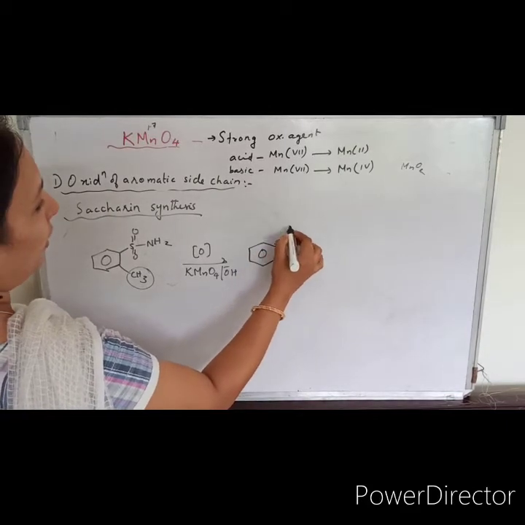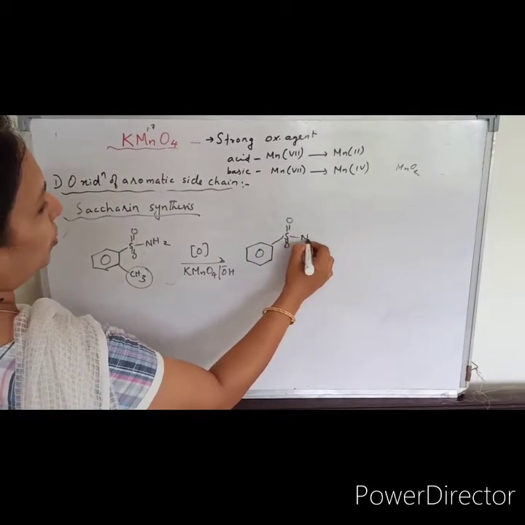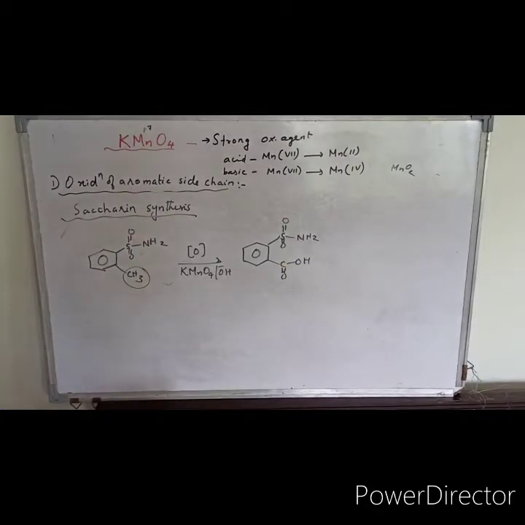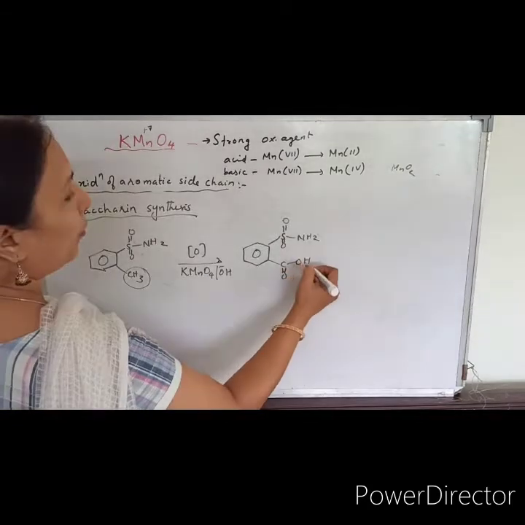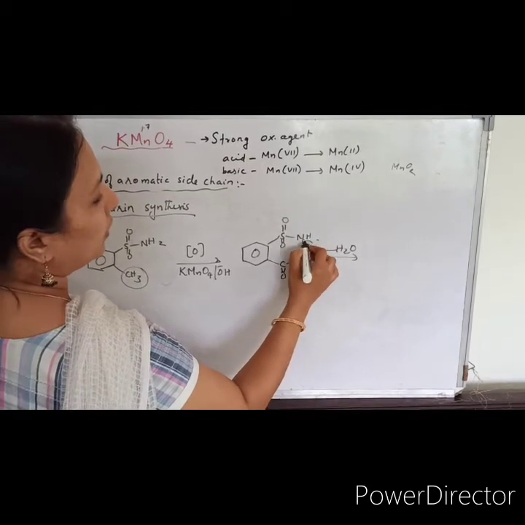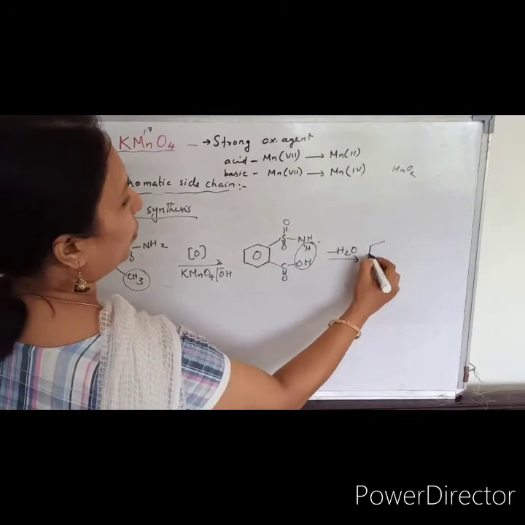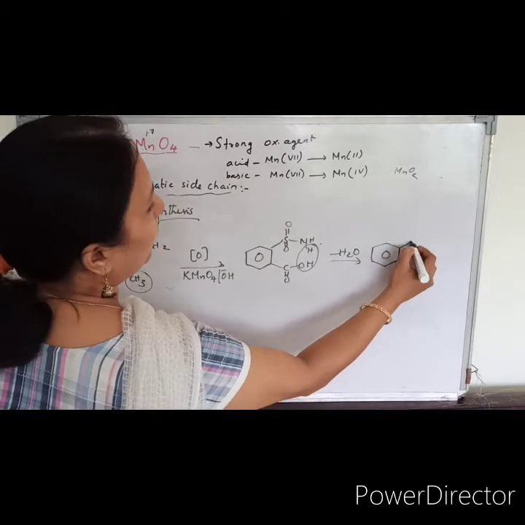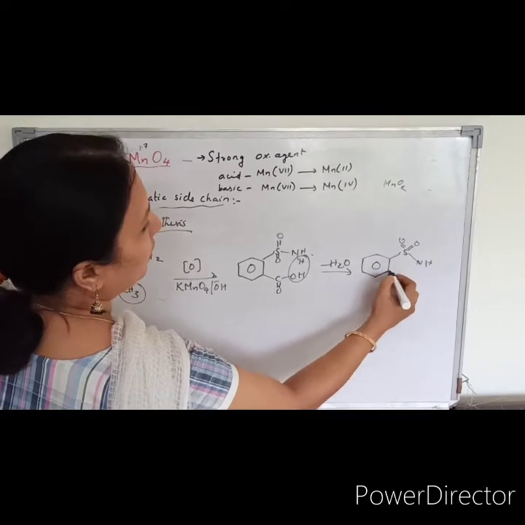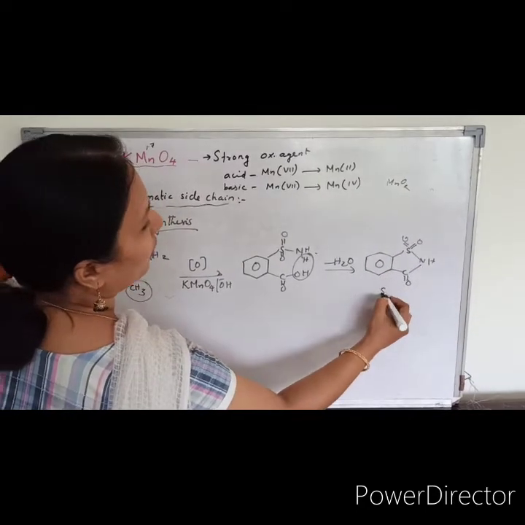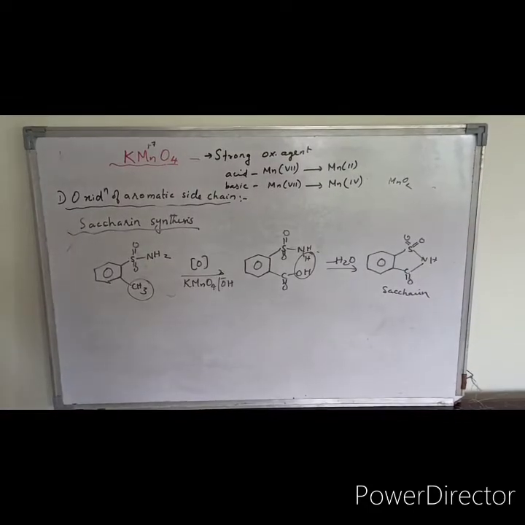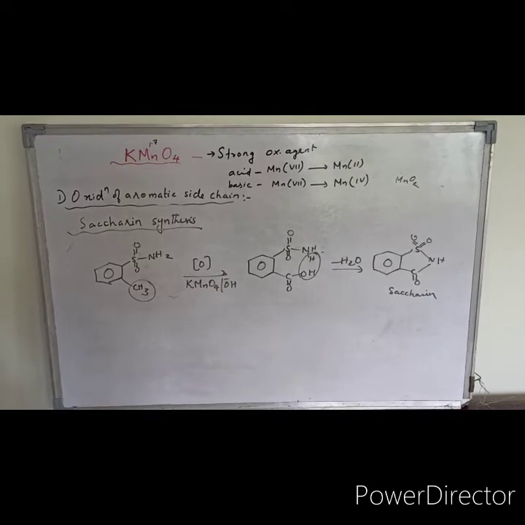So you will be getting S double bond O, NH2, then C double bond O, OH. So this carboxylic acid will be getting. Now these are in proximity, so minus H2O will be eliminated. So H2O will be going, and you will be getting saccharin: S double bond O, NH, C double bond O. So this is called saccharin. So this is the application of using alkaline KMnO4 oxidation.